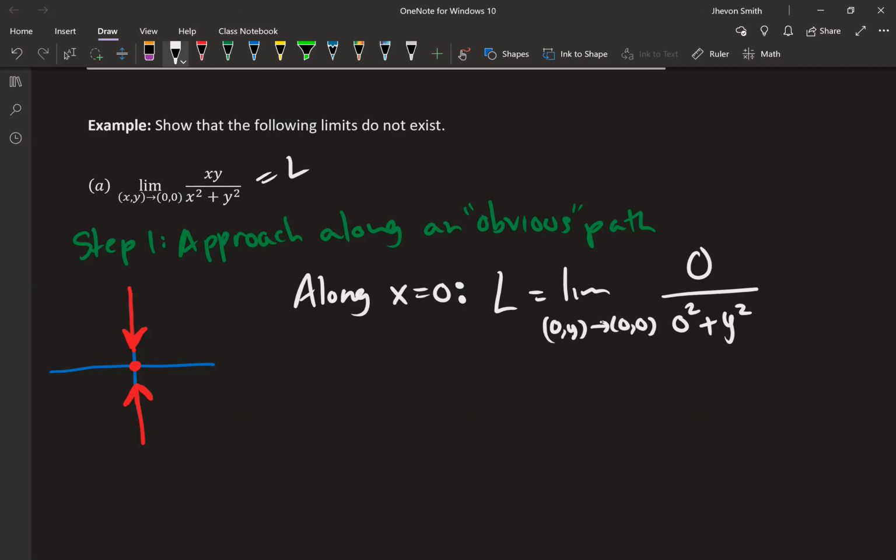Now what you'll notice, plugging in x equals 0 would give me the limit as y approaches 0 of 0 over y squared. Well, that is 0. Okay, so that's one answer. 0. If I approach along x equals 0, I would get 0 as the answer.